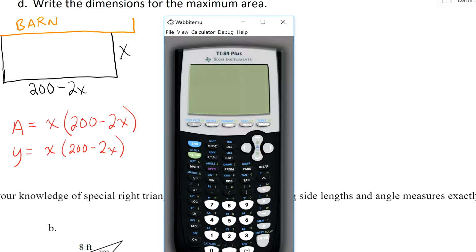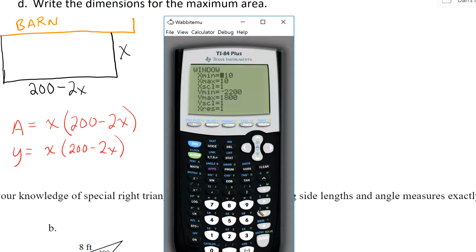Oh, I already have it in there. So I graphed it there. X times 200 minus 2x. The toughest thing is going to be setting your window, because most of your calculators will look like that when you push zoom standard, and you won't be able to see anything. Now, you could do zoom fit, but then you can't see the whole parabola. So I think it's better to think about what your window should be.